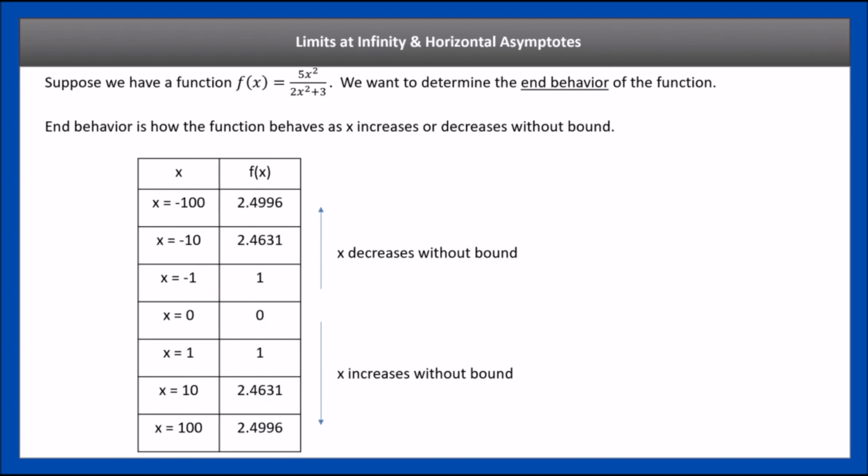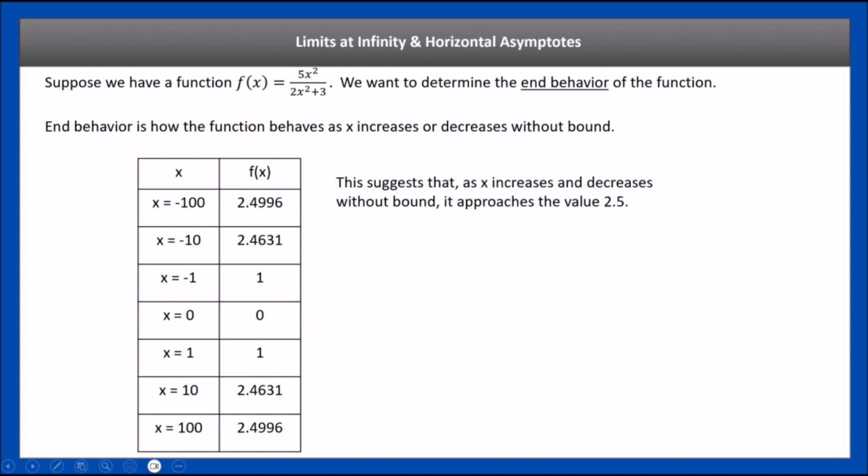So first, if we plug in, for example, x equals -100 into the function, x equals -10, and so on, we get the following values. And you start seeing that as x decreases without bound, it's approaching some value, and it looks like it's approaching 2.5. It goes from 1 to 2.46 to 2.49. So it looks like it's approaching 2.5. As x approaches positive infinity, you see it's doing the same pattern. It's approaching 2.5. If we continue this pattern, we can see that the values approach 2.5.